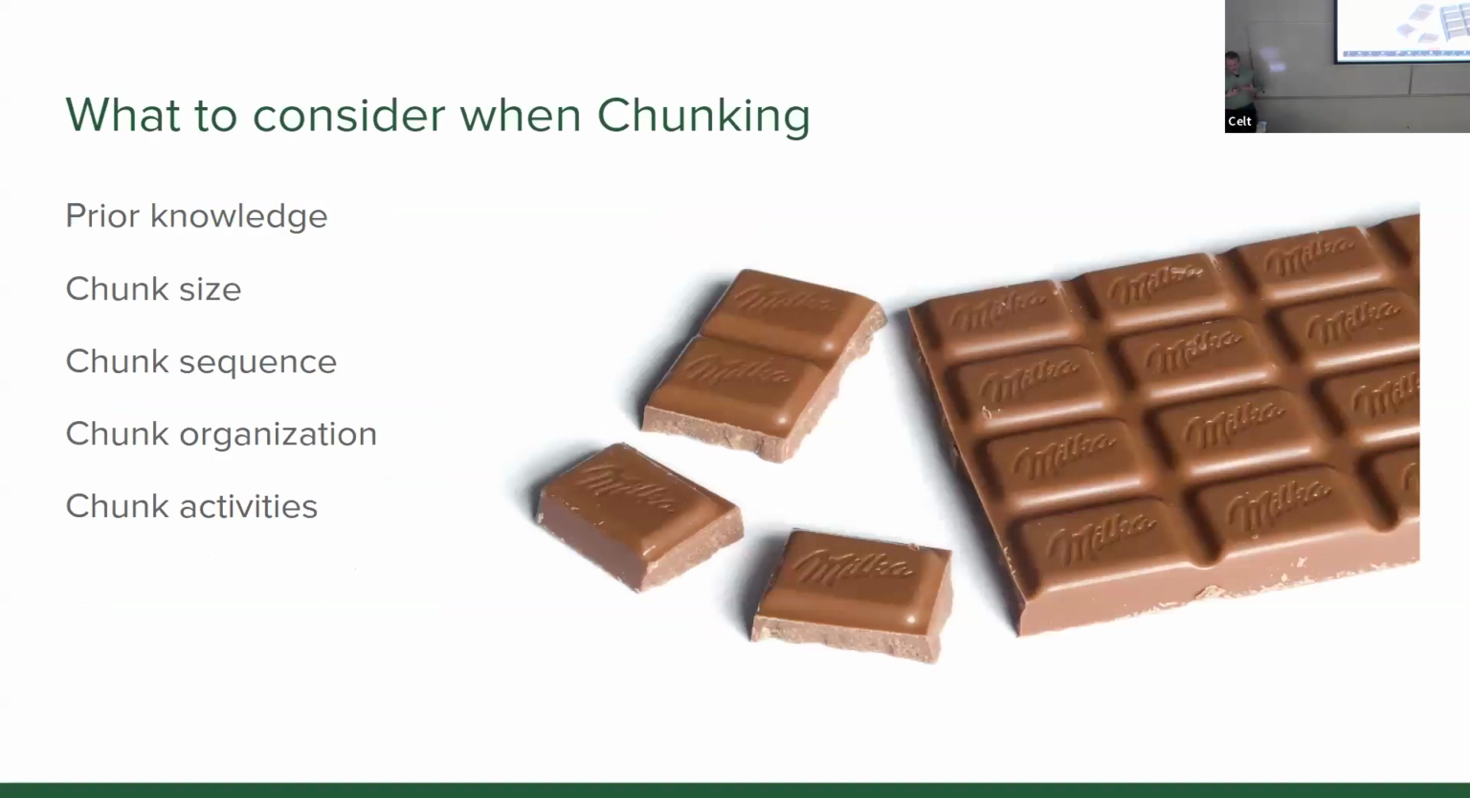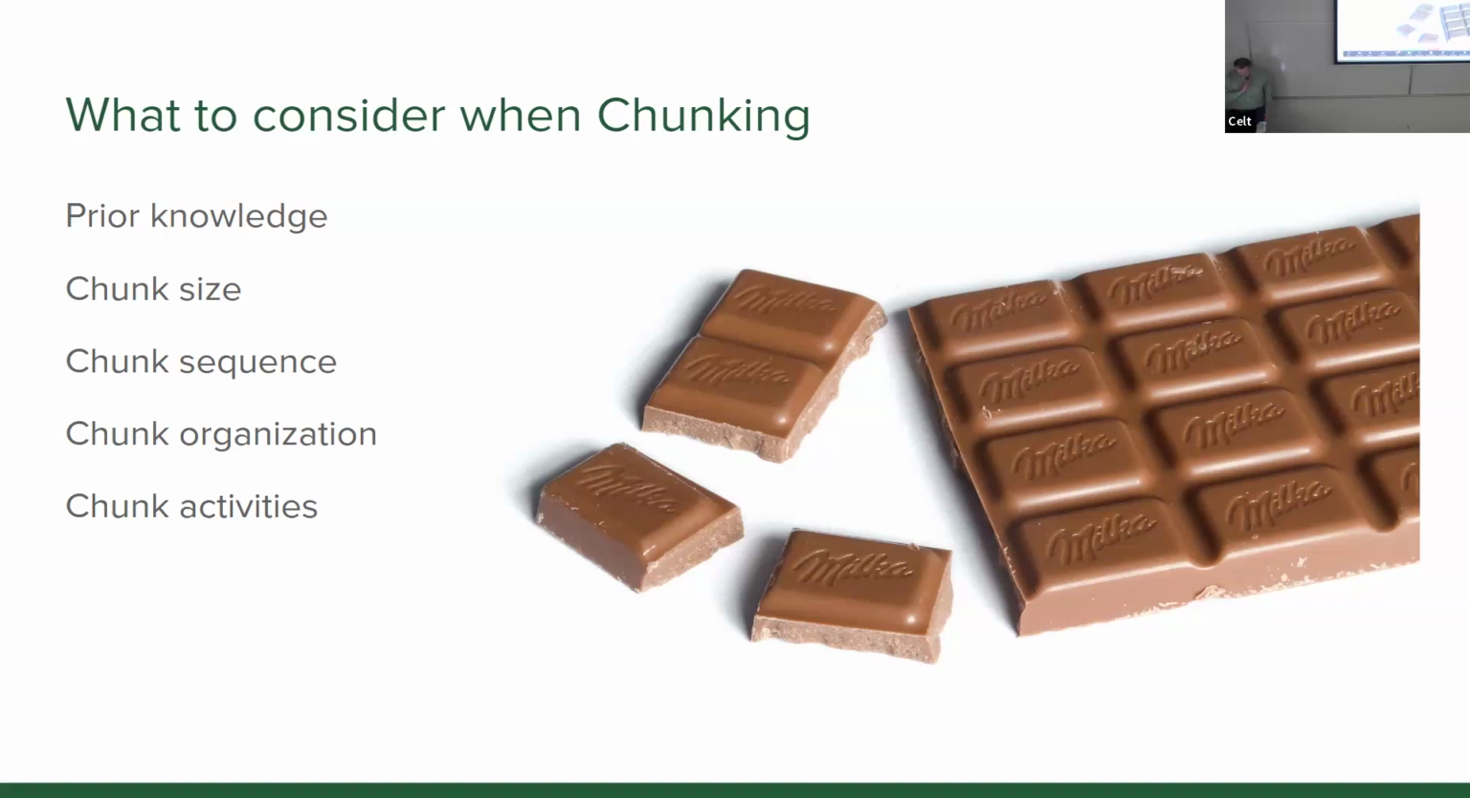So now, with that out of the way, what do I consider when I want to chunk? First of all, I want to consider prior knowledge. I need to analyze what people already know about the topic, what they might misunderstand about the topic, and what knowledge they are missing. And that really lets you chunk according to their instructional needs.